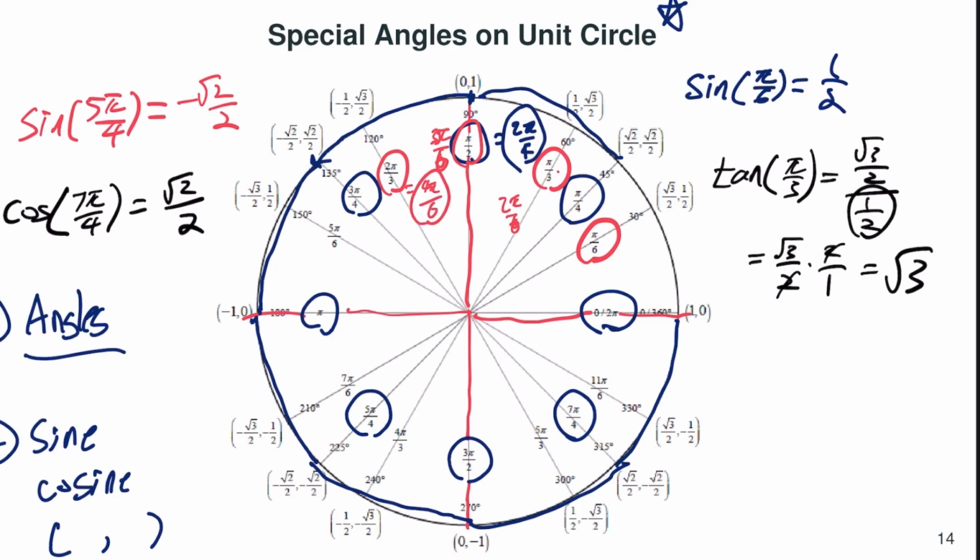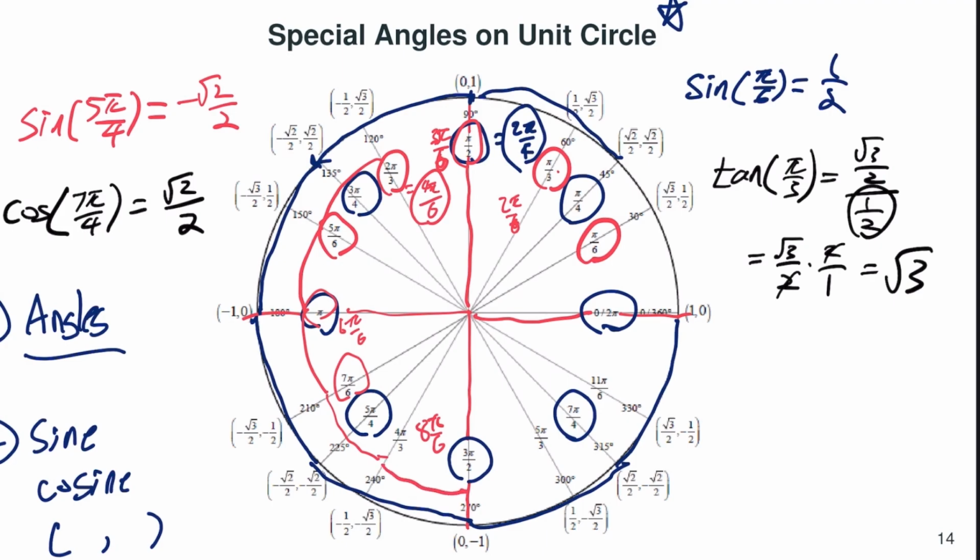From here, I add another pi over 6, I get 5 pi over 6. Add another pi over 6, I get 6 pi over 6, which is just pi. And another pi over 6, I get 7 pi over 6. Add another pi over 6. Just keep adding pi over 6, right? Then I get 8 pi over 6, which simplifies to 4 pi over 3.